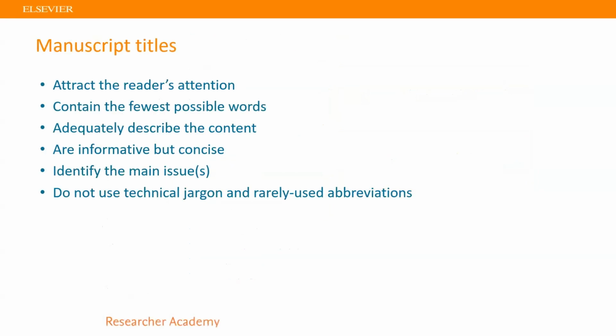So, manuscript titles. There are certain characteristics that are effective in titles, and they should attract the reader's attention and contain the fewest possible words. So a very short title. They do need to adequately describe the content and be informative but concise, which is very hard. And identify the main issue of what you are writing about. Please don't use any technical jargon or abbreviations, but use formal language.